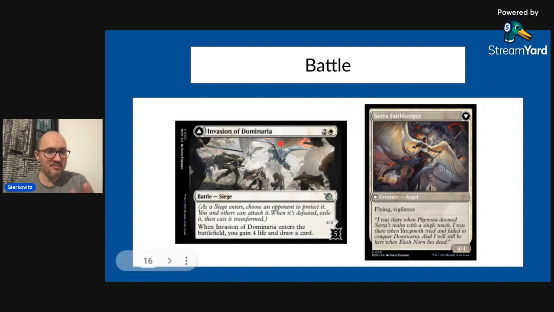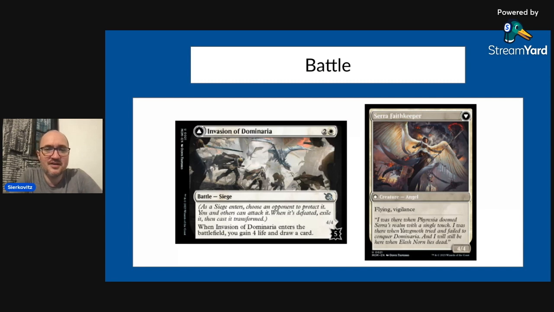But first, before that happens, it does always have an ETB effect. So this one has, when Invasion of Dominaria enters the battlefield, you gain 4 life and you draw a card. So basically, you play a 3-mana spell that draws a card and gains you 4 life. And then there's 5 counters on it, or whatever you call it. And if you attack it and remove all those counters, Invasion of Dominaria flips, and it becomes Serra, Faithkeeper, and that's a 4/4 flying Vigilance Angel.